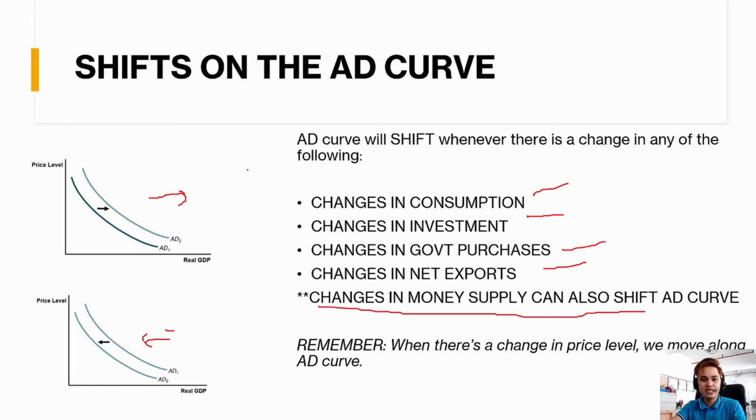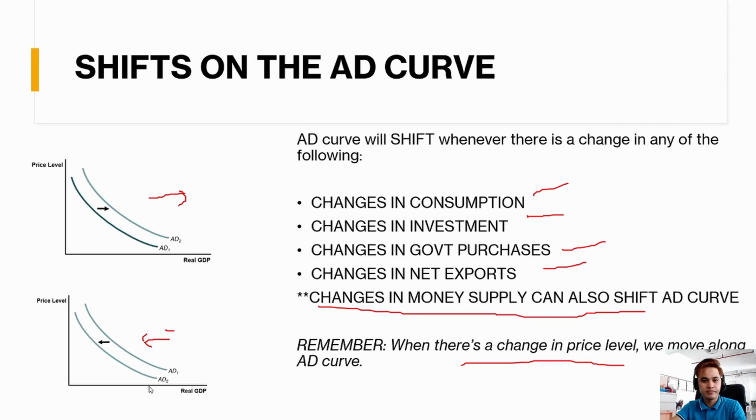Okay, so those are the shifts. But when we say there's a change in the price level, it's not a shift. If there's a change in the price level, it's just a movement along the AD curve. Alright, so that's it for our aggregate demand curve.